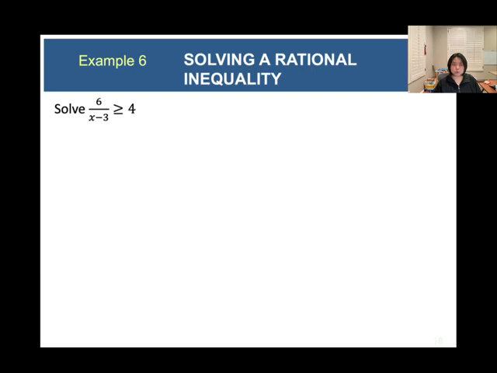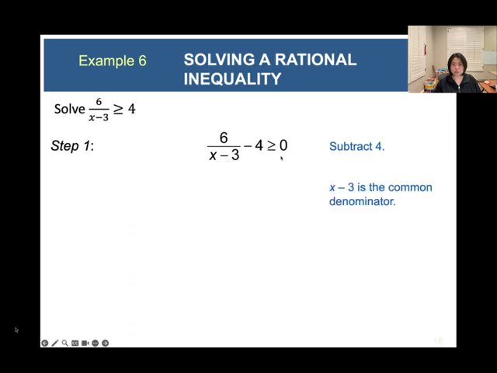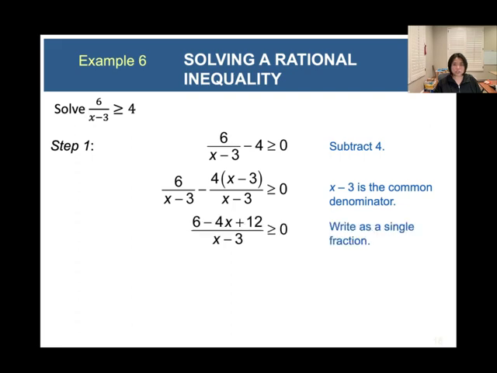Okay, look at this example. One more time, we don't want to multiply both sides by x minus 3 because the variable is there, and we're afraid the denominator may be a negative number. So what we're going to do is subtract 4 from both sides, and then get the same denominator. The LCD will be x minus 3. Now let's try to write it as a single fraction.